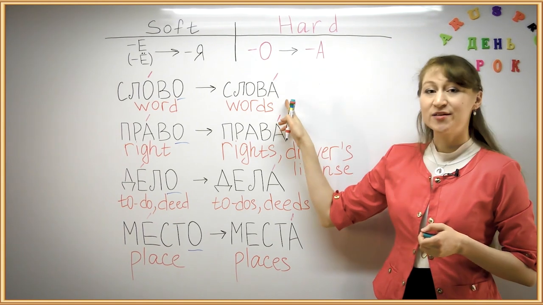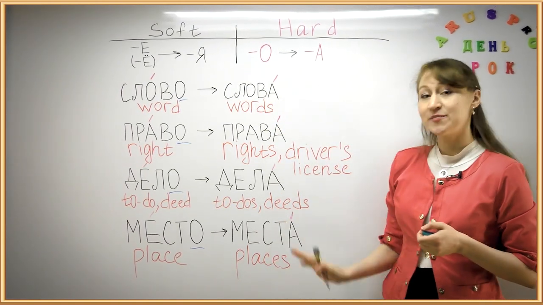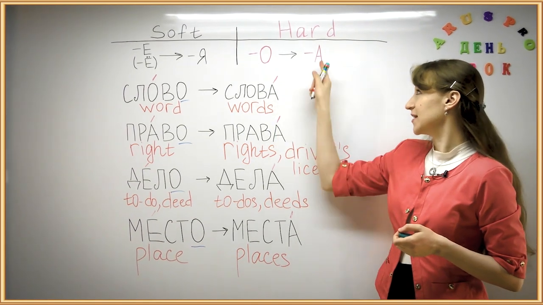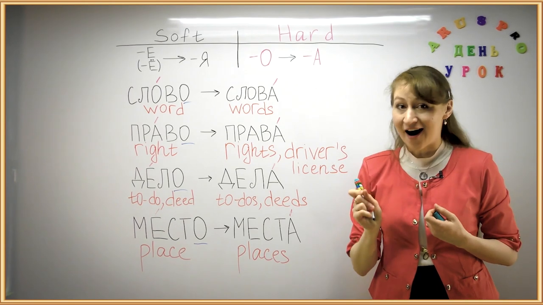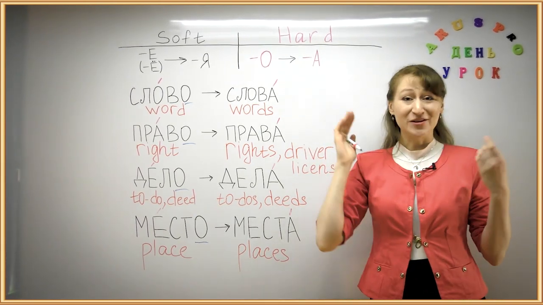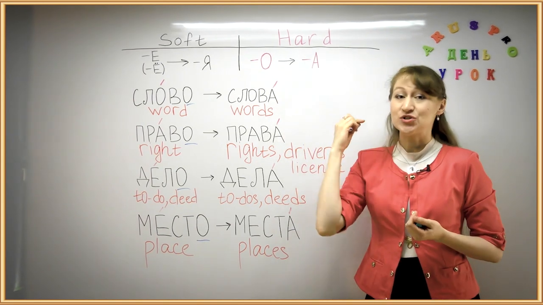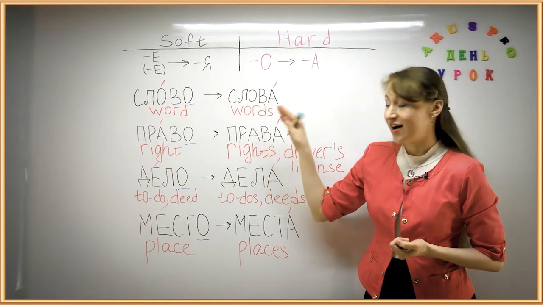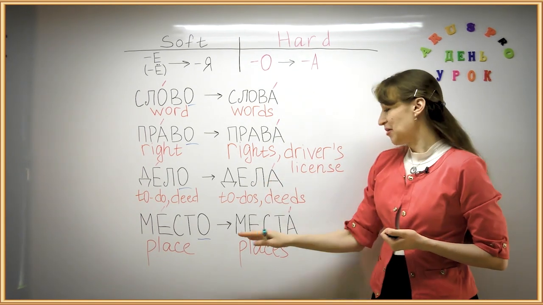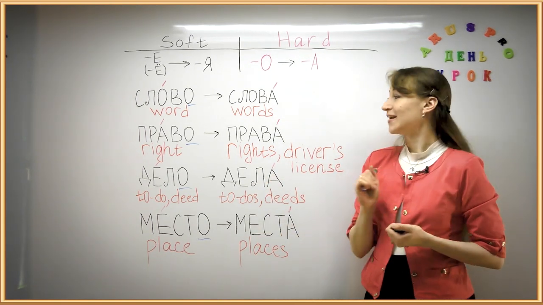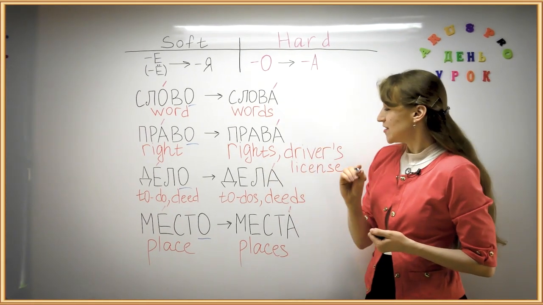But when we change them into the plural form, the ending becomes stressed and it becomes A. Now it's a strong A. So it's the real sound A. So we pronounce it strongly. Слова, права, дела, места. Okay, I hope you got it. And let's look at some of these words.